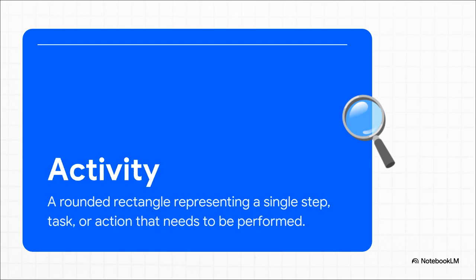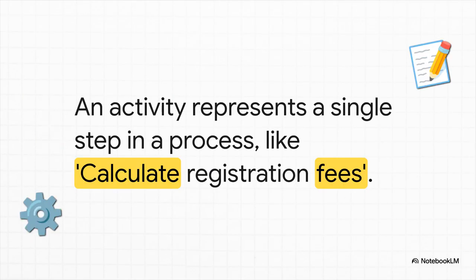Now for the real heart of the diagram, the activity. This is just a rounded rectangle, and it represents any single thing that needs to get done. A task, an action, you name it. This is the work part of the workflow. So, for instance, an activity could be something as simple as calculate registration fees. It's one clear, defined task. Every one of these rounded rectangles you see is a piece of the puzzle, a job getting done.